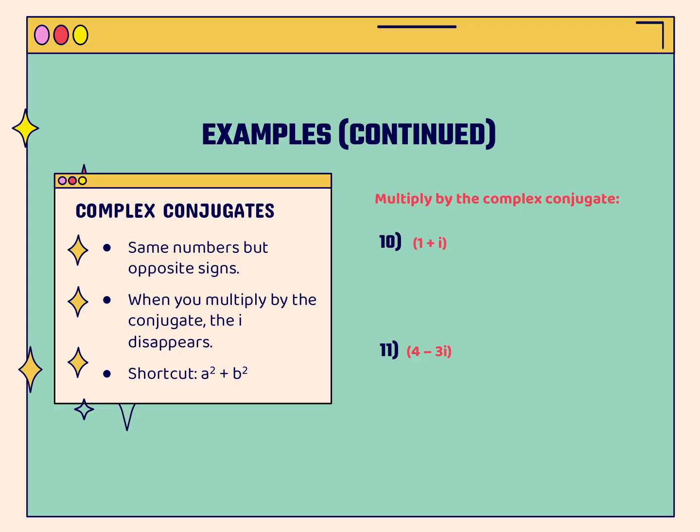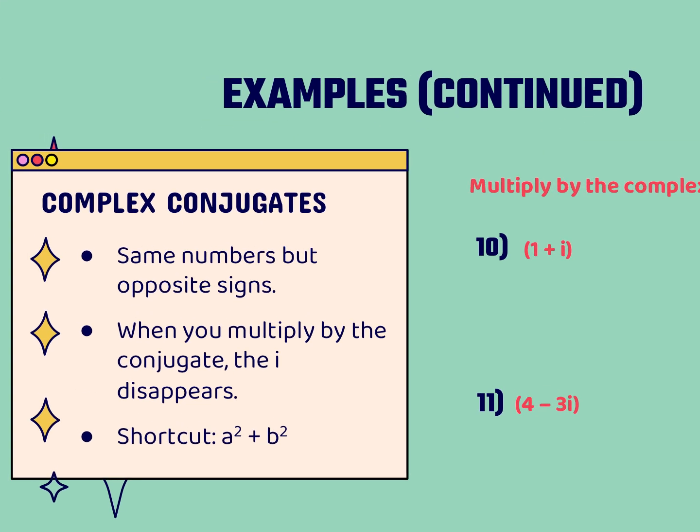All right, so in the last slide, we did an example where we multiplied a complex number with another complex number to get a whole number, a real number, right? So these are examples of multiplying a complex number by its complex conjugate. Now, we've done conjugates before in our radical section, right? If we had a radical in the denominator with a whole number, so a whole number plus a radical, we would want to multiply by that conjugate, right? And we have here complex conjugates, which are the same numbers but opposite signs.